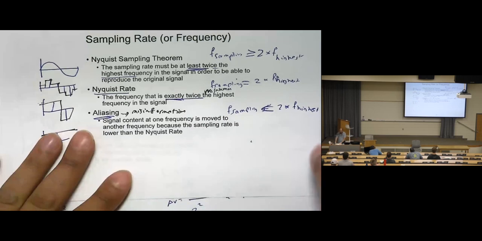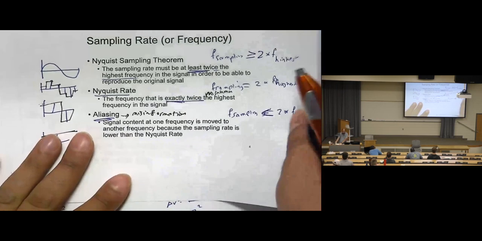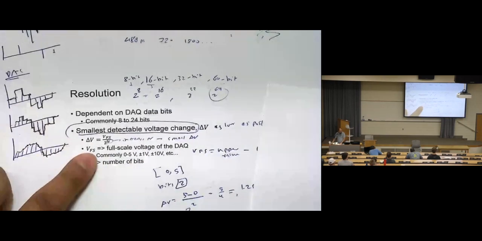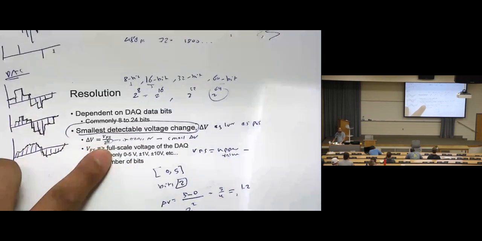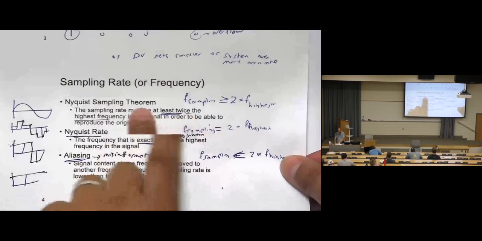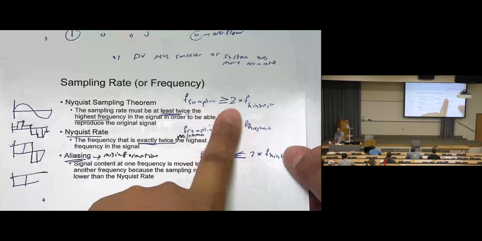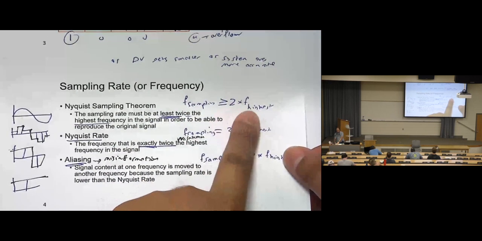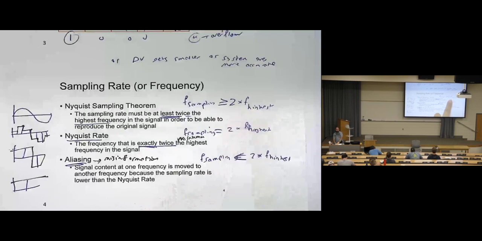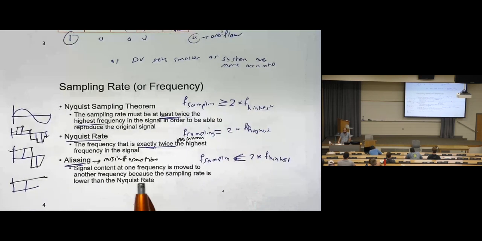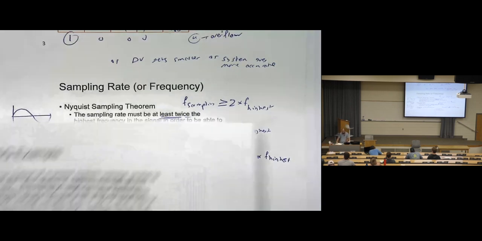So what you need to know, just in this topic, is this relationship: delta V equals V full scale over 2 power n, and you need to know the Nyquist minimum frequency is 2 times f highest, and f sampling should be larger than 2 times f highest. That's it. The other things that I explained in this lecture were just information to understand what those are.